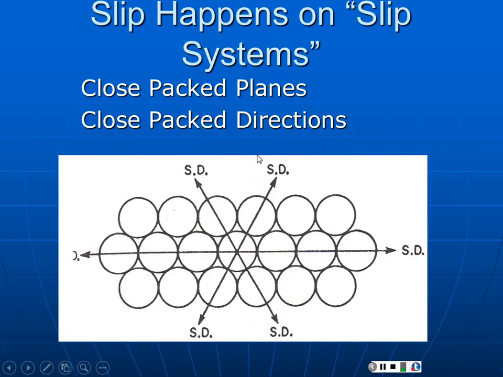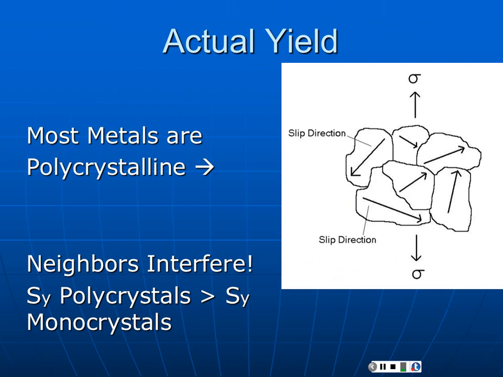Now remember, slip happens on slip systems. That is, dislocations only move in close packed directions in close packed planes. And that means all possible planes and all possible directions in a material are not available for slip, for dislocations to move. So when we think about the actual yield behavior in a polycrystalline material, we find that it's a little more complicated than simply reaching the required shear stress in an ideally oriented crystal.